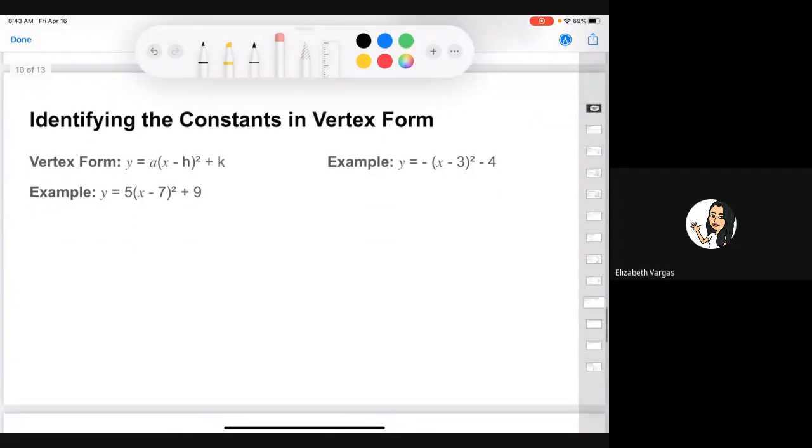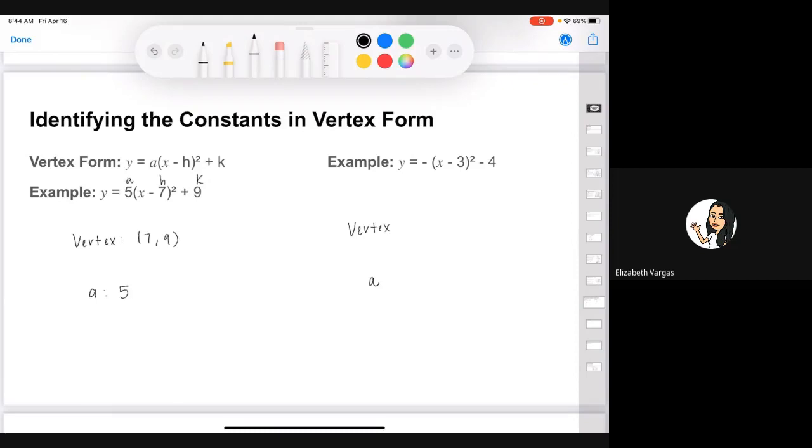Okay. The last thing we're going to do is we are going to see what we can identify here. So it says identify the constants in this vertex form. By identifying the constants, we're going to identify our vertex, and we're going to be able to identify our value a. So our vertex again is our h and our k. Here our h is 7 and our k is 9. So 7 and 9 would be our vertex, and our a is 5.